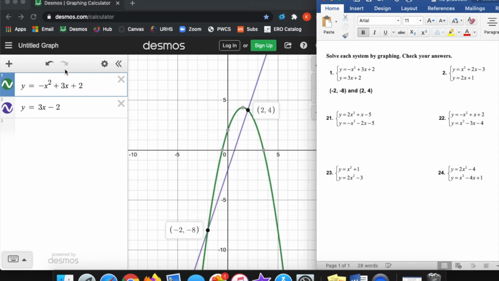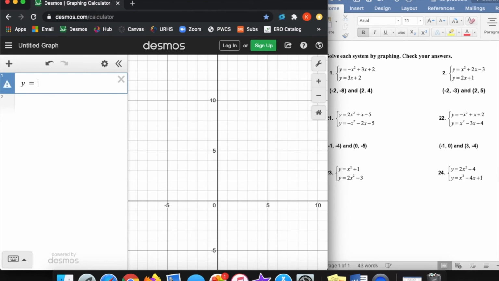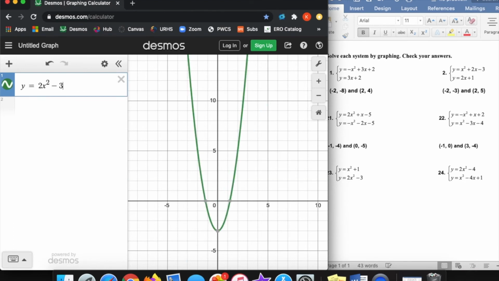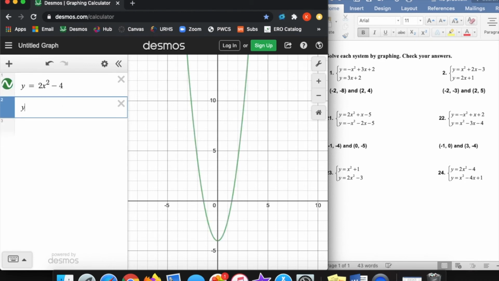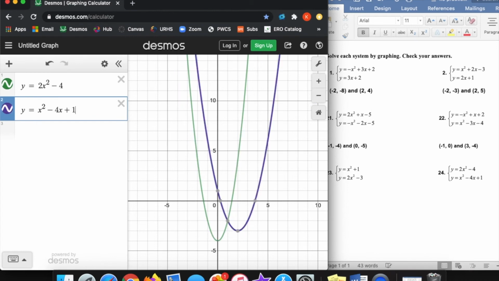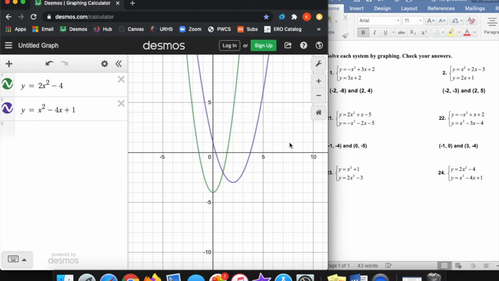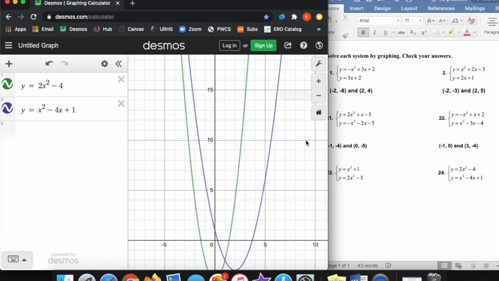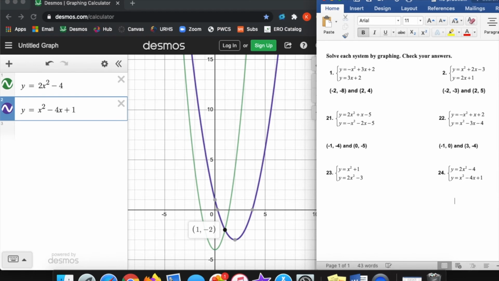Now if I look at 24, y equals 2x squared minus 4, and then y equals x squared minus 4x plus 1, I see there 1 comma negative 2 is my one answer. You might be looking at this like, is there another answer? I just see the one intersection.